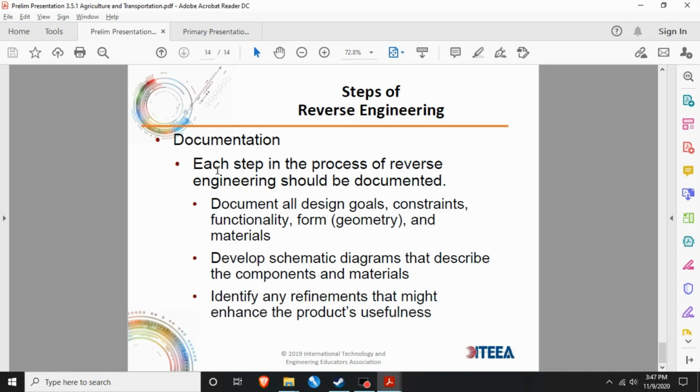Document and record all of your observations. Each step of the process of reverse engineering should be documented. Document all design goals, constraints, functionality, form, or the geometry, and the materials. Develop schematic diagrams that describe the components and the materials and identify the refinements that might enhance the product's usefulness. So as you are reverse engineering, you're also thinking about how to make this product better.